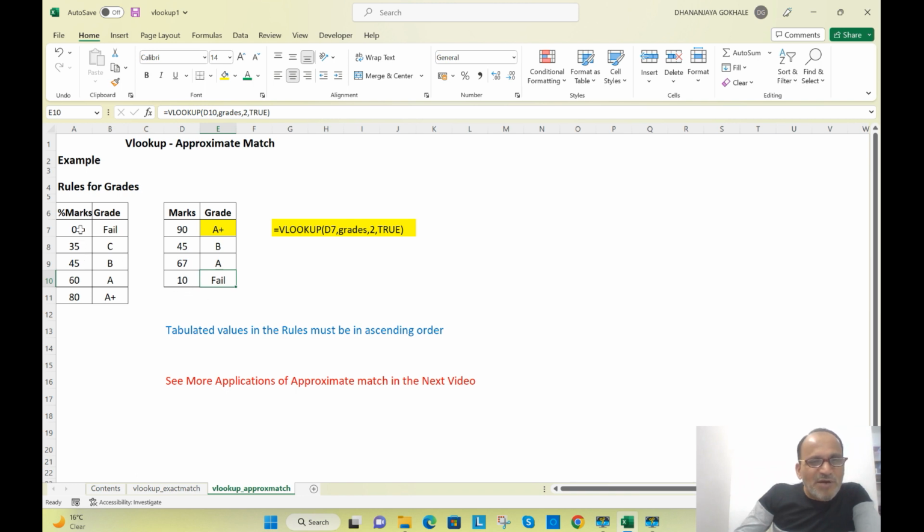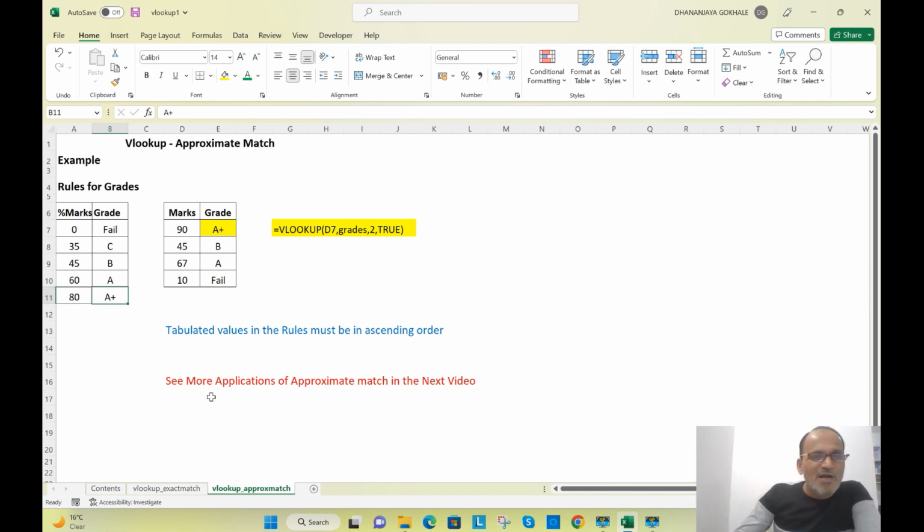Now in this table, as you can see, there are only 5 values: 1, 2, 3, 4, 5. There are only 5 values. And you would look that for 0 the answer is fail. For 35 the answer is C. For 45 the answer is B. For 60 the answer is A. And for 80 the answer is A plus.